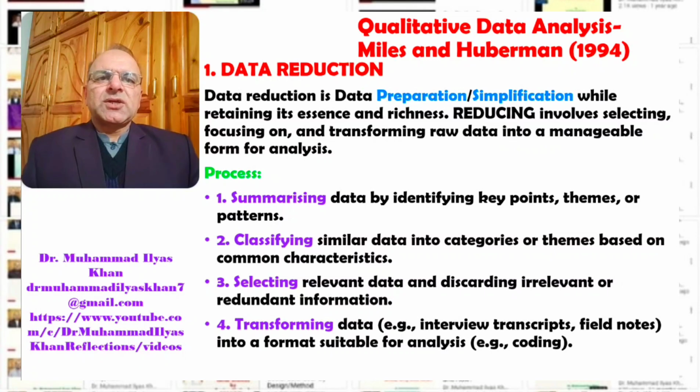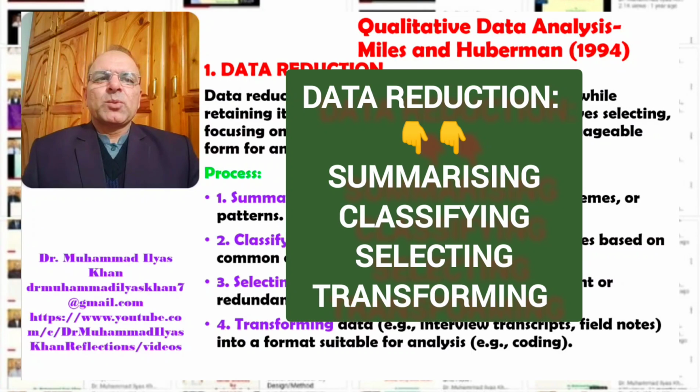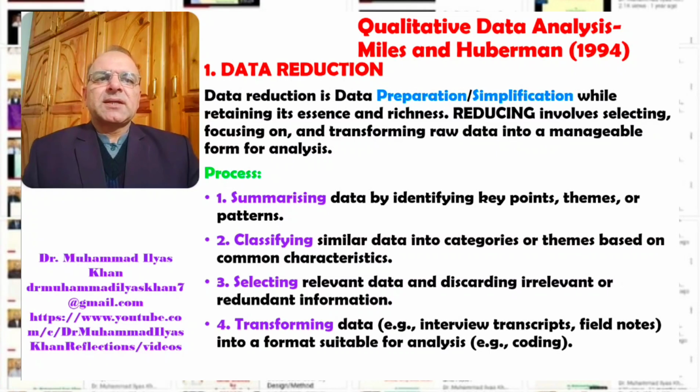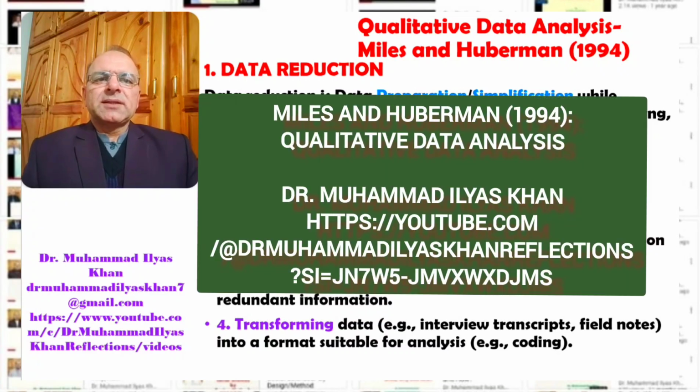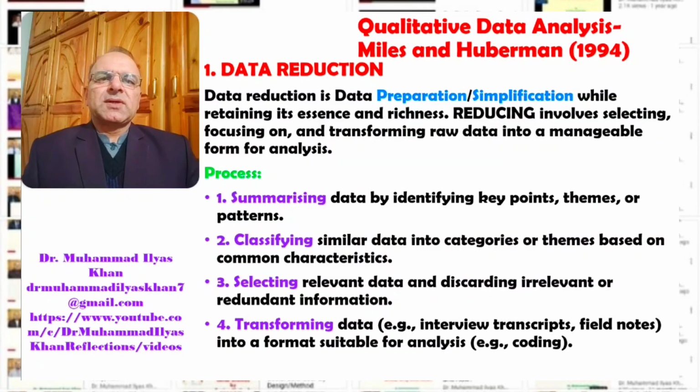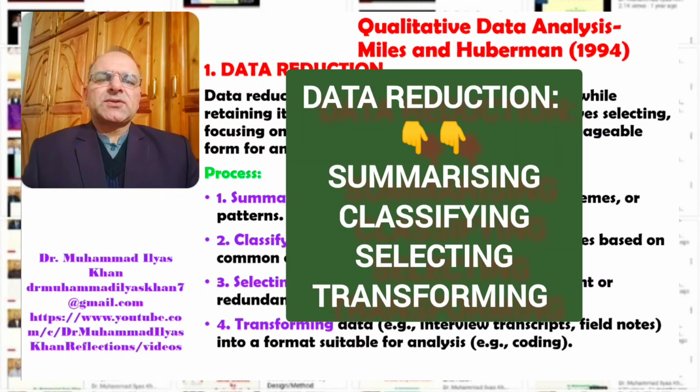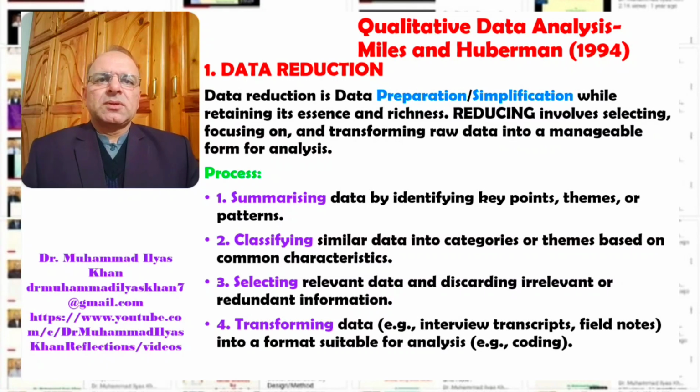During this stage, generally there is the process of summarizing data, where the key points are identified and there is a beginning understanding of the themes or patterns that are possibly coming out of the data. Secondly, at this stage, there is a bit of classification of similar data into certain categories or themes based on their common characteristics. The other thing we need to do at the reduction stage is selecting the relevant data and discarding or reducing data that we do not see as very relevant, or that we see as redundant or repetitive information that is not needed.